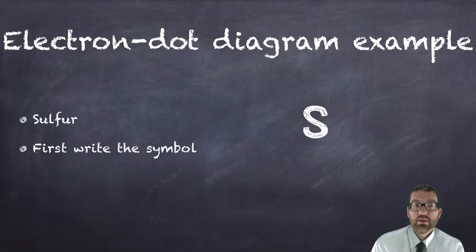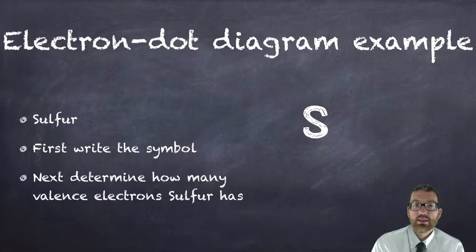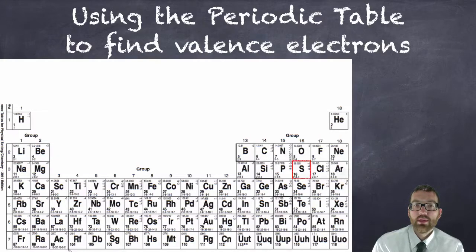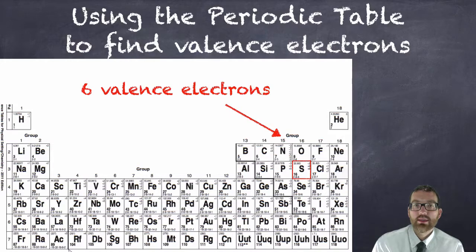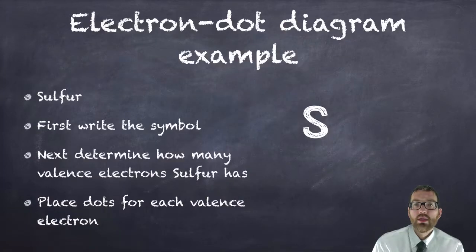Next we have sulfur. Sulfur is S. We find sulfur, it's element 16, also in group 16, which means it has 6 valence electrons. So 1, 2, 3, 4. We've run out of room. Now we need to start pairing them up. 5, 6. There's 6 valence electrons.